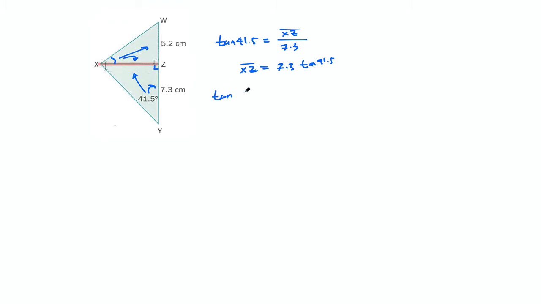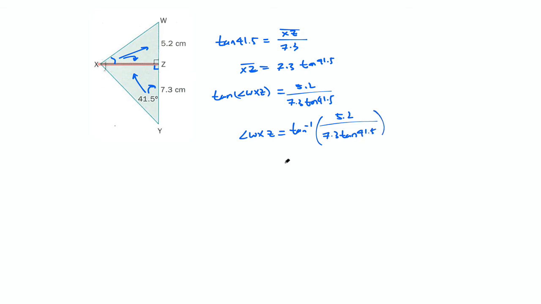So we have tangent of the missing angle, actually we'll just call it angle WXZ, okay? This is going to equal opposite over adjacent, right? So that's 5.2 over 7.3 tangent of 41.5. So all we have to do is tan inverse both sides, then we can isolate for angle WXZ. So that's tan inverse of this here, so that's going to be 5.2 over this. Okay, and you'll get approximately 39 degrees.